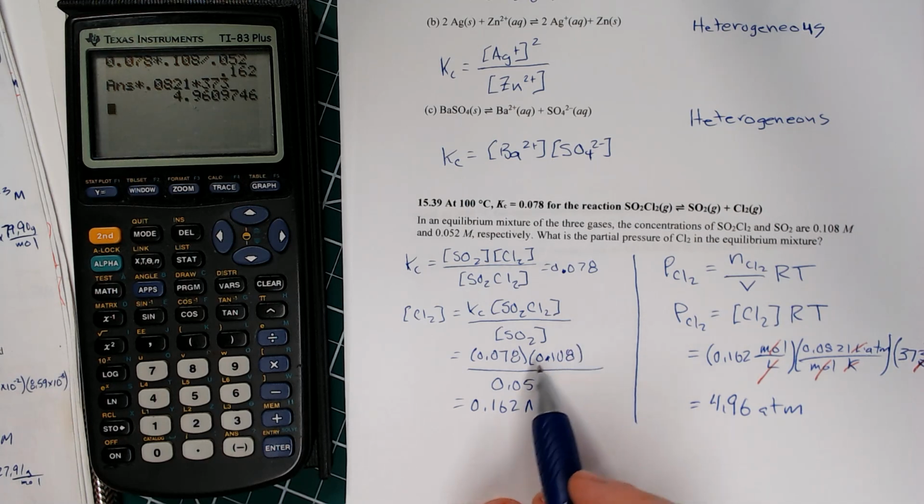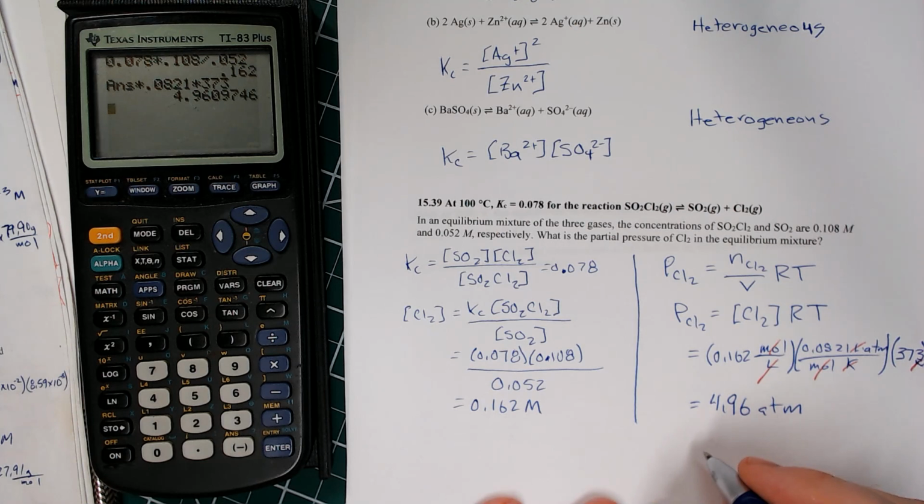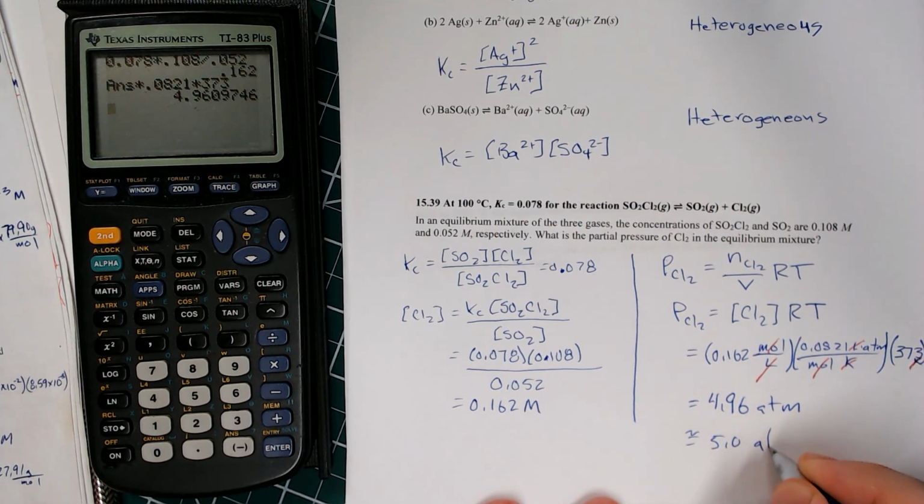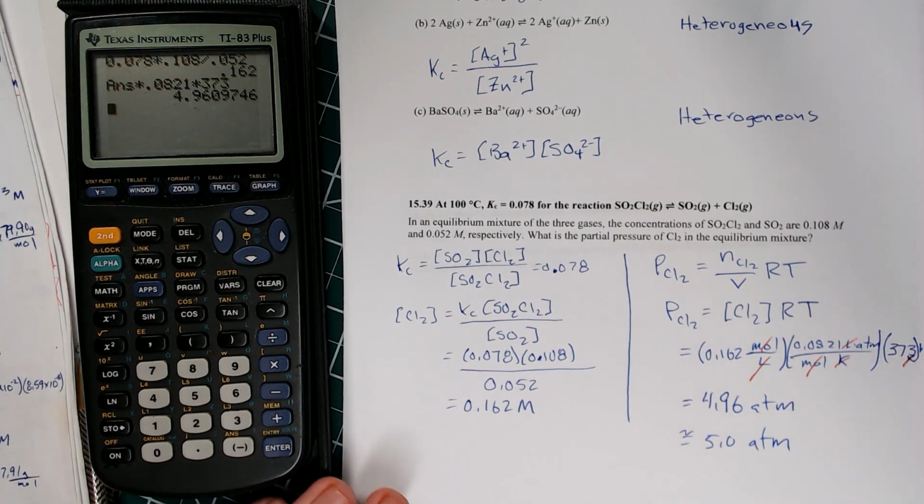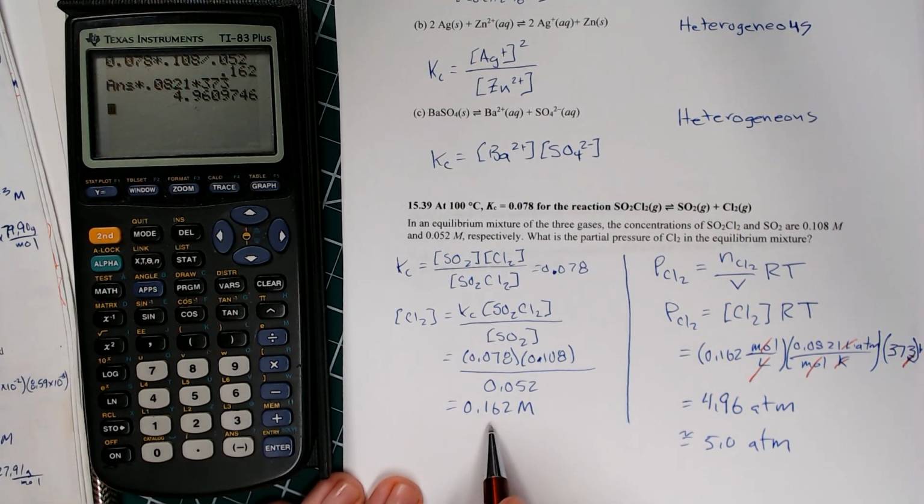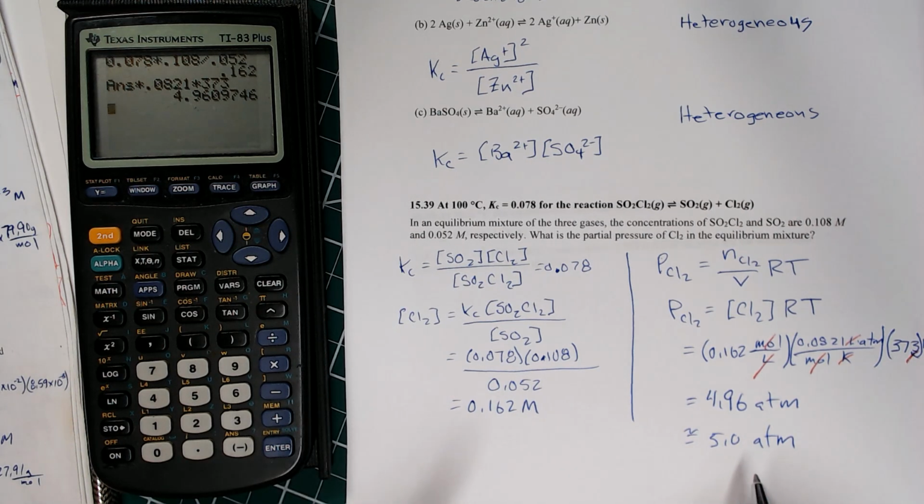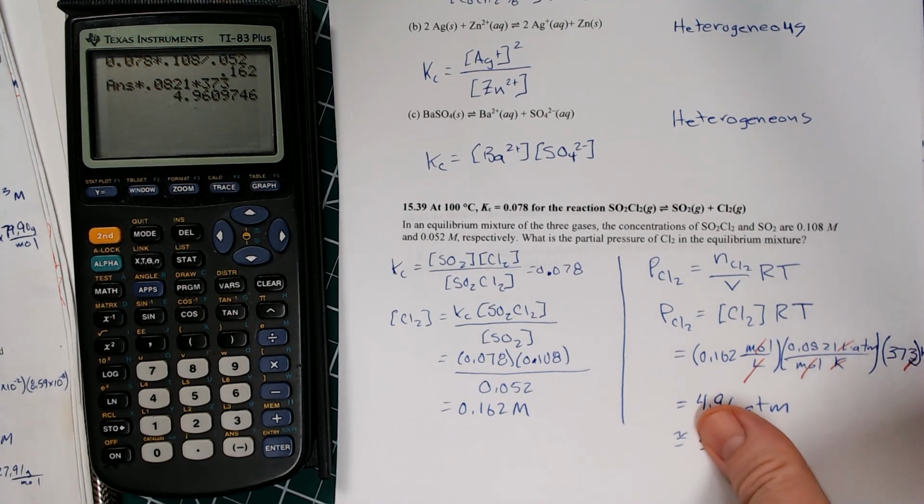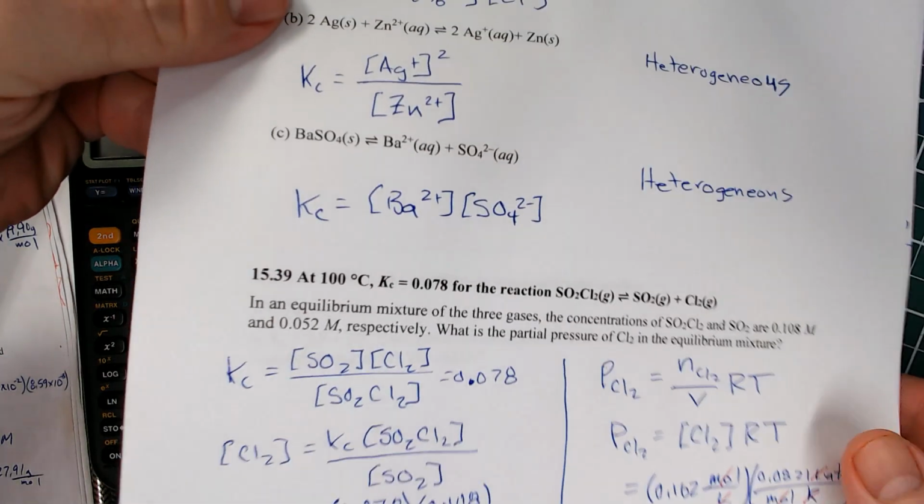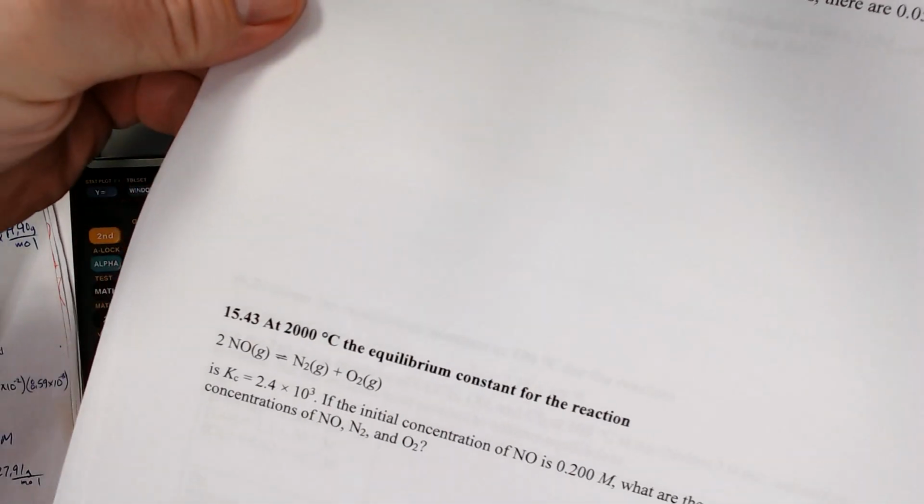At this point, we're going to bite the bullet and go ahead and round to 2 sig figs. We had 2 sig figs here and here, so this really should have been 2 sig figs. So we'll go ahead and round that to 5.0 atmospheres. And just in case you're wondering, if you had rounded to 2 sig figs here and made it 0.16, you would have gotten 4.9 instead of 5.0 atmospheres. So not a huge difference. Okay, so that is number 39. Now we want to look at number 41.